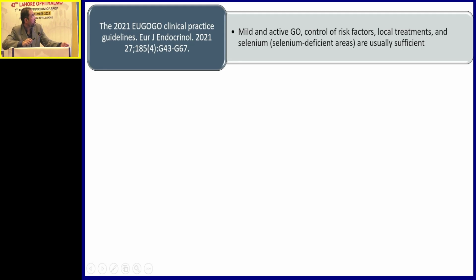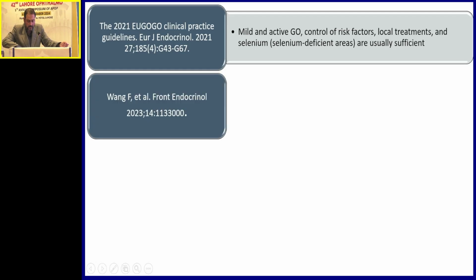The clinical evidence, chronologically, goes to clinical practice, which is the most commonly used reference point, and which actually proves that in mild and active Graves' ophthalmopathy, control of risk factors, and local treatment, only selenium-deficient people are still, to date, a known helpful category for selenium initiation. But unfortunately, selenium levels are not being done here. Mostly it is a research point of view.